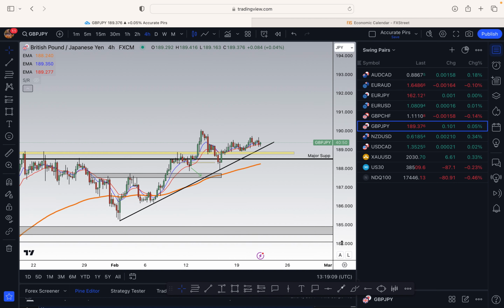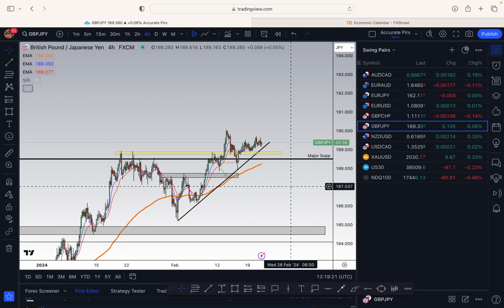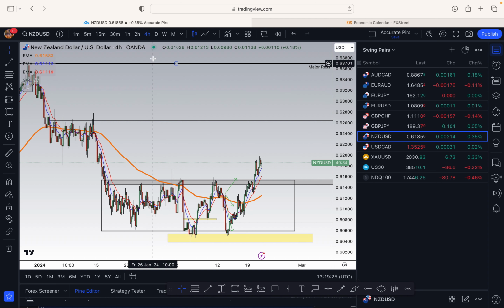If you are going to trade GJ, I would say just look for buy opportunities if you are trying to get in on GJ. But also, if we do get a break of that trend line and then close back below this major support level, then I am expecting price to drop. So cool, let's move on to NZD/USD.